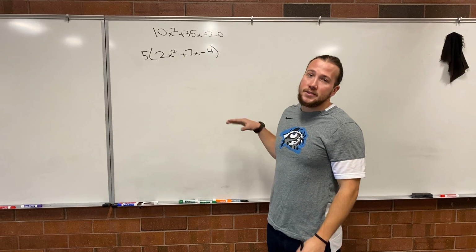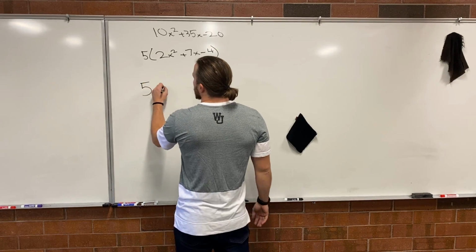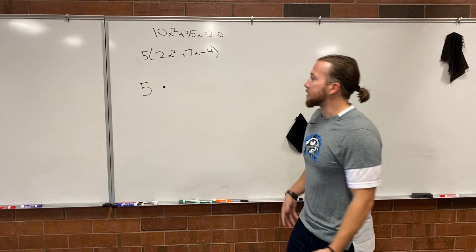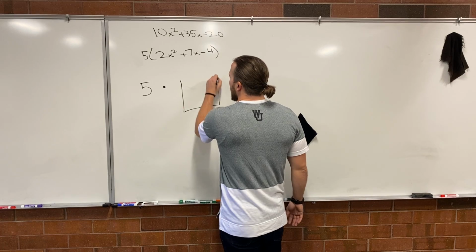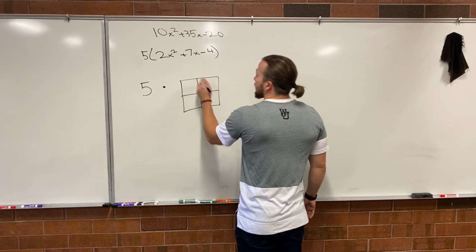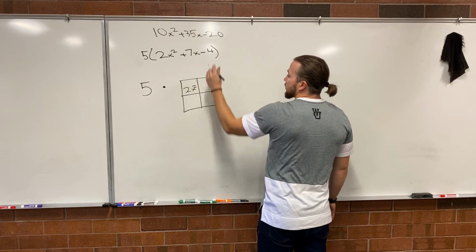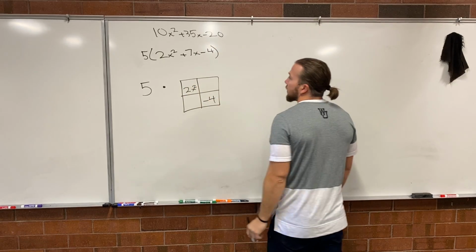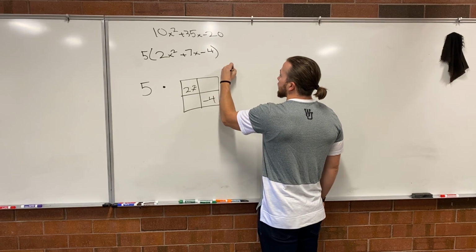So for the next step, setting up our 2x2 box, I always like to put 5 in a big spot like right here, 5 times, and then we're going to do all the work with our box just like we've done before. Okay, so we're going to go right here and we're going to have first term, 2x squared goes here. Last term, minus 4 goes here. Okay, let's multiply these together. 2 times minus 4 is negative 8.